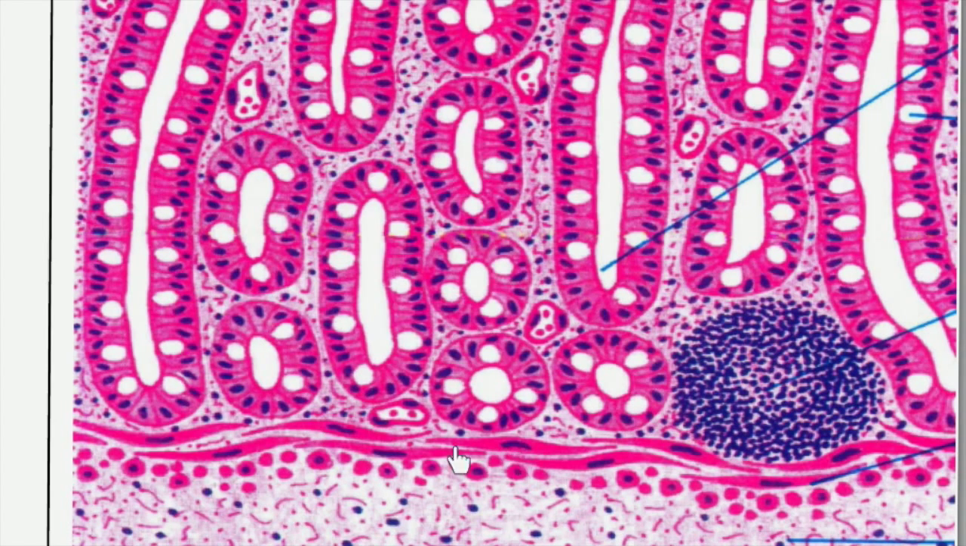Then we have the muscularis mucosa, inner circular, outer longitudinal, and the connective tissue of the submucosa with the blood vessels and nerves of the Meissner plexus to control the activity of the muscularis mucosa, as you see in this picture. No glands are present in the submucosa. This is a very important feature, no glands in the submucosa.